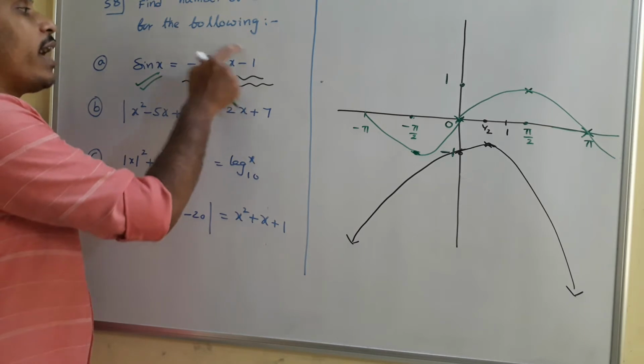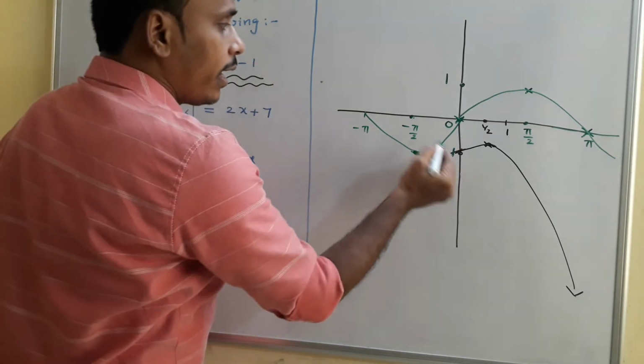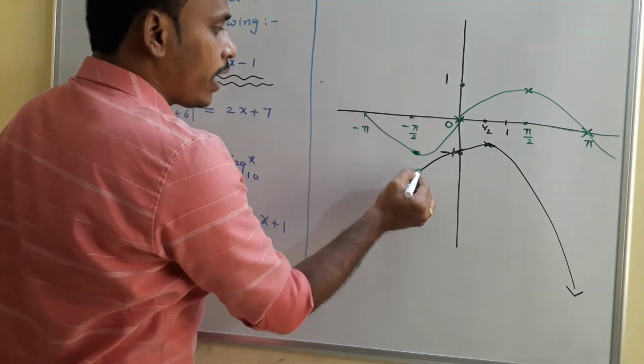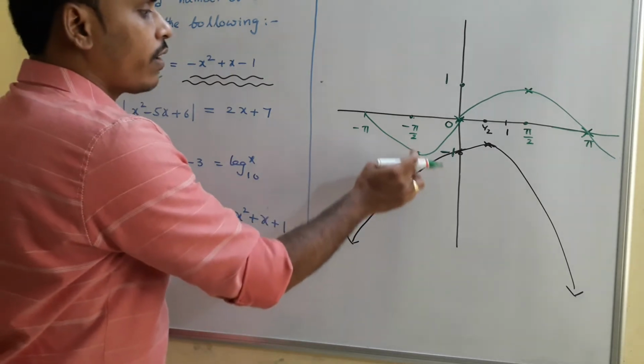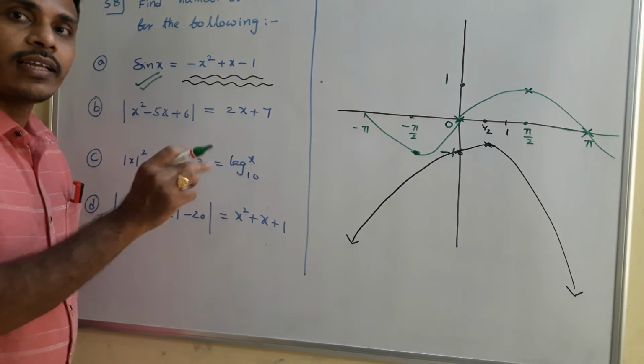But what is the value of this quadratic graph at minus pi by 2? That's what you also need to look at. If you look at it, it is somewhat comfortable. Okay, whether it is intersecting or not, you will get a clear idea.